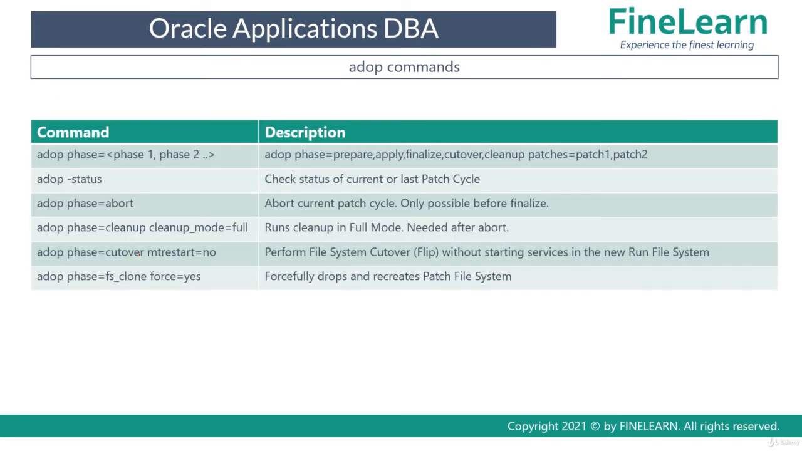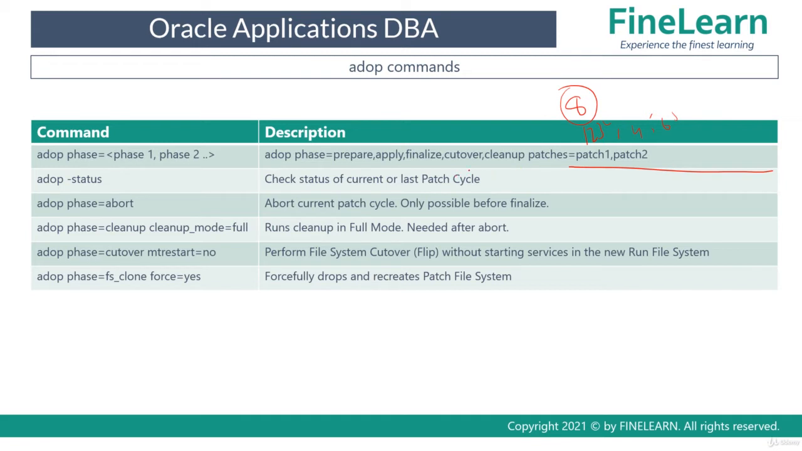So what are the different commands that I have to use to manage the patching using ADOP? The first important command is how to apply the patches using ADOP. I can simply run ADOP phase equal to prepare, apply, finalize, cutover, cleanup, patches equal to the patch numbers. For example, I'm applying patches 4, 5, 6, 8. I have to just mention the list of patches here. Of course, remember the patch numbers are usually 8-digit numbers. I'm just giving them here for example, and ADOP phase equal to can contain one or more phases.